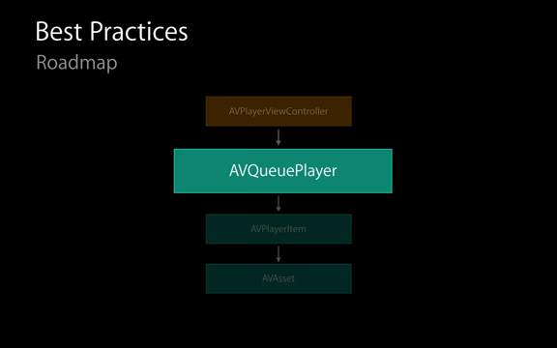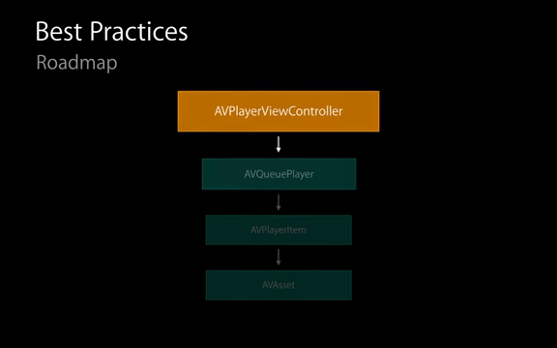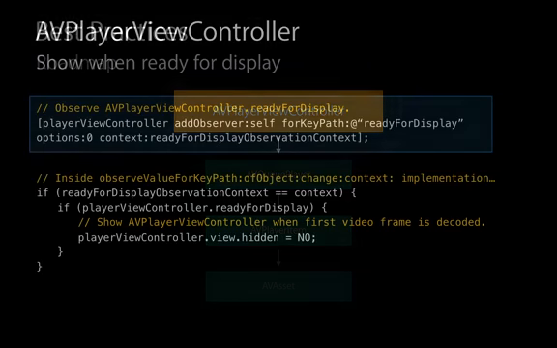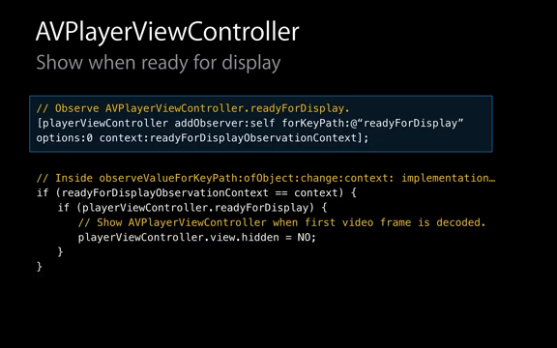Those were some tips for using AVQueuePlayer. Lastly, let's talk about AVPlayerViewController. With AVPlayerViewController on iOS or AVPlayerView on OS X, it's a good idea to animate your view into your view hierarchy only when there's some viable content to present, only if there are some video frames you can show.